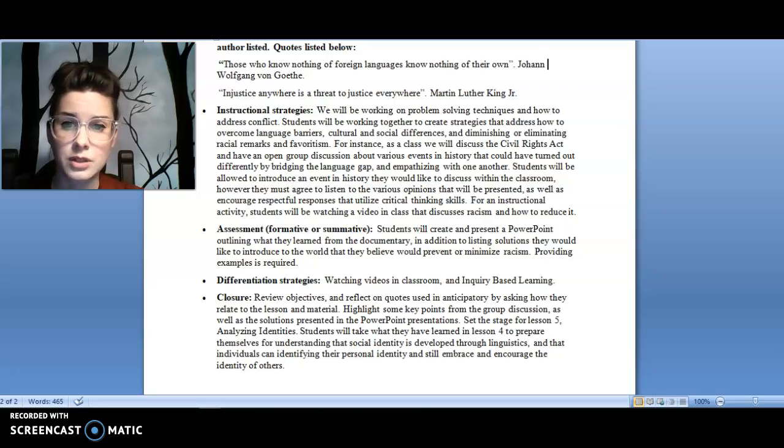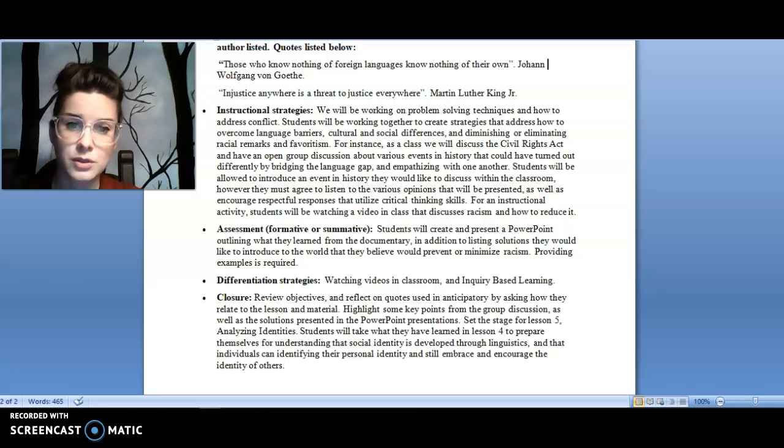Students will be allowed to introduce an event in history that they would like to discuss within the classroom. However, they must agree to listen to the various opinions that will be presented, as well as encourage respectful responses that utilize critical thinking skills. For an instructional activity, students will be watching a video in the classroom that discusses racism and how to reduce it. And I will also be including that website as well.